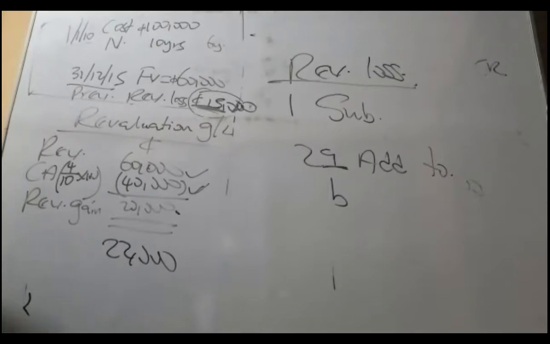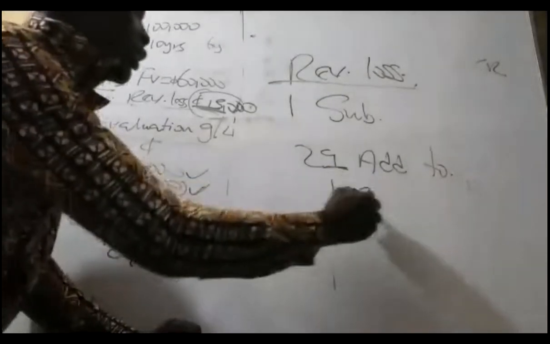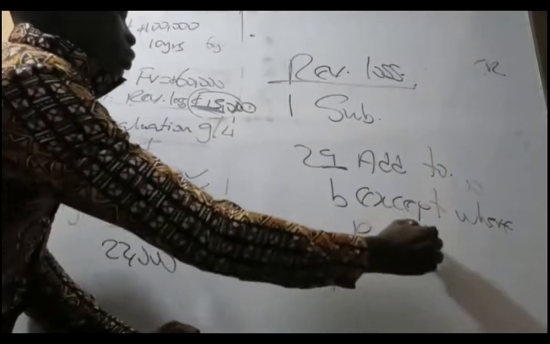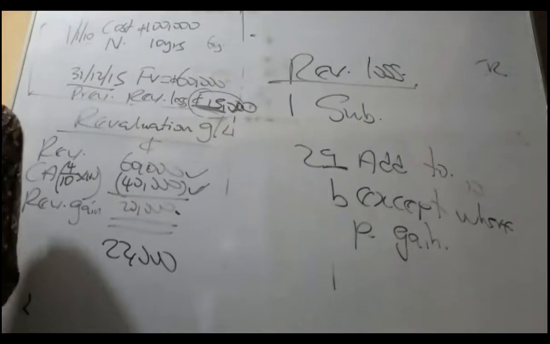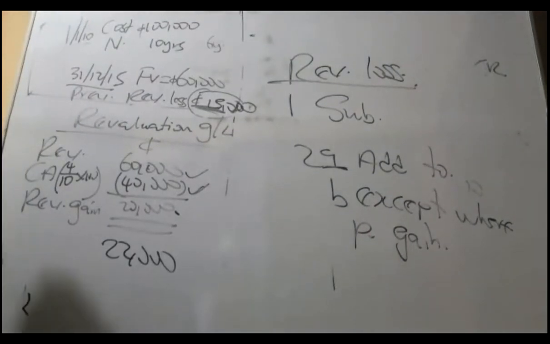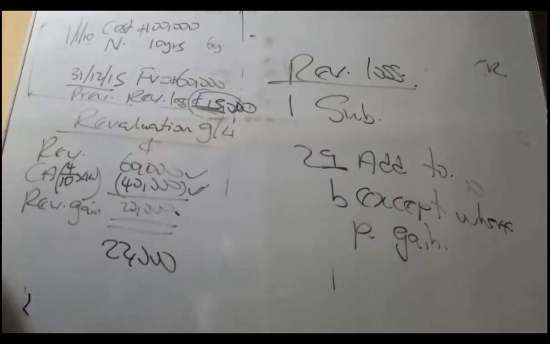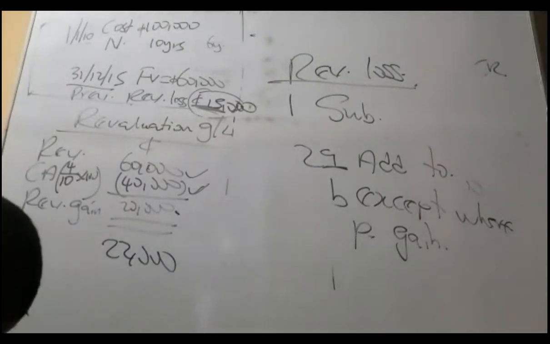And here too, there's an exception. Except for where there's what? Previous gain. So where there's a previous gain, you cannot expense it all. Except where there's a previous gain. That is it. So here too, let's back it with illustration. We'll go through plenty of them and then you'll be fine.